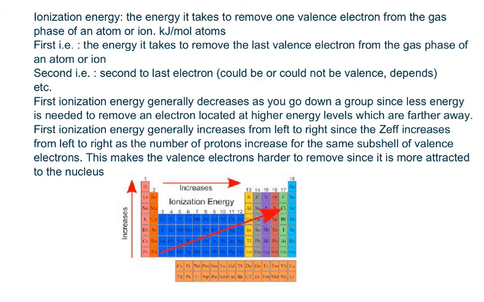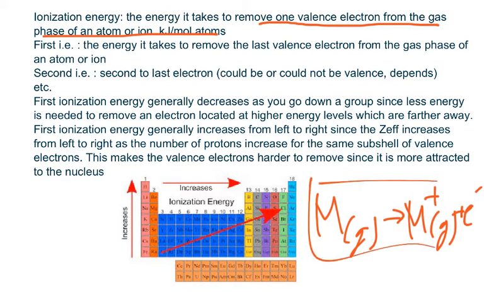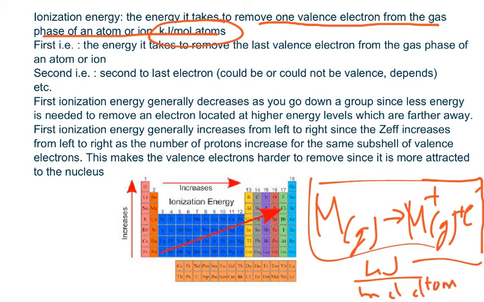Ionization energy is the energy it takes to remove one valence electron from the gas phase of an atom or ion. So let's write out a reaction to show this. M will be our element, and this is a gas, and we're going to remove an electron, so it's going to release an electron. So it will be M+ gas plus an electron.